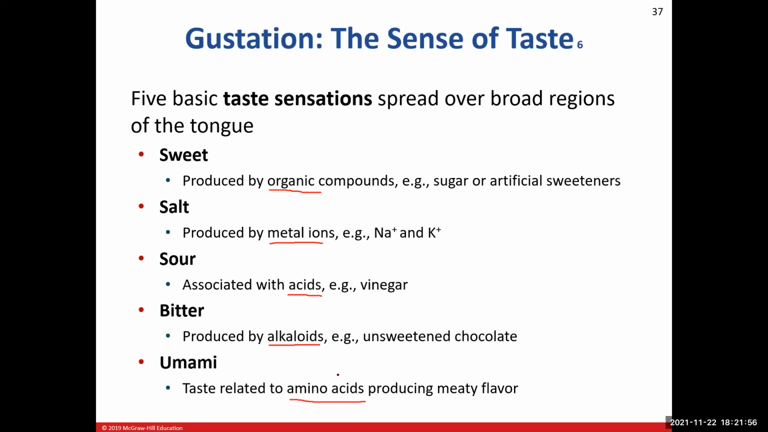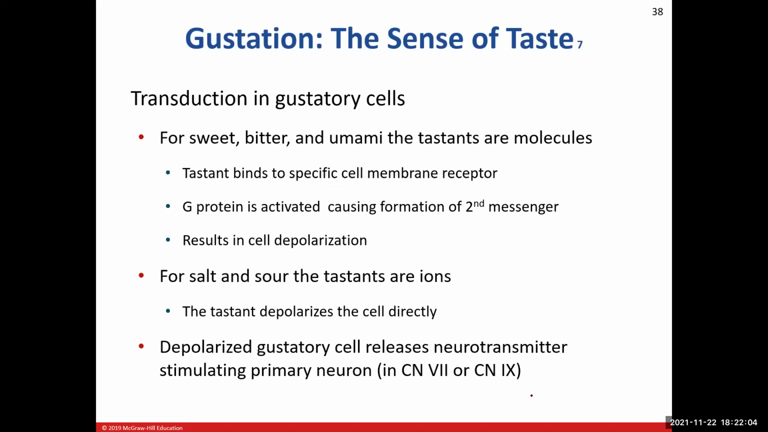And then finally, we've got our umami, and that's going to give us that meaty flavor, right? And that's because of the amino acids that are present there. So when we're talking about how we are going to convert that stimulus energy, that chemical energy that's involved in those tastings, remember, we have to convert that chemical energy into nerve signals. And that process is transduction. So how do we transduce whatever the taste sensation is into a nerve signal?